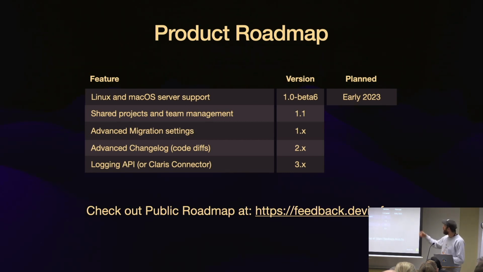Also coming in 1.1 is that you can share these projects with your teammates, because currently it's only single user based. There will also be some more advanced migration settings that you may know from Otto, like choosing where your value list data and your fonts come from. We're also working on a more advanced changelog, facilitating code diffs if you have experience with that. So we will actually be utilizing Git.